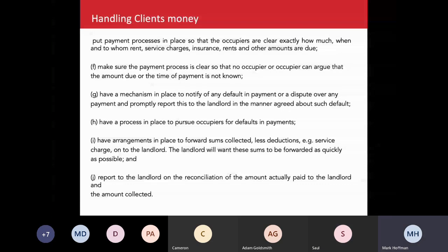Have arrangements in place to forward sums collected, less deductions, e.g. service charge, onto the landlord. The landlord will want these sums to be forwarded as quickly as possible, and report to the landlord on the reconciliation of the amount actually paid to the landlord and the amount collected.